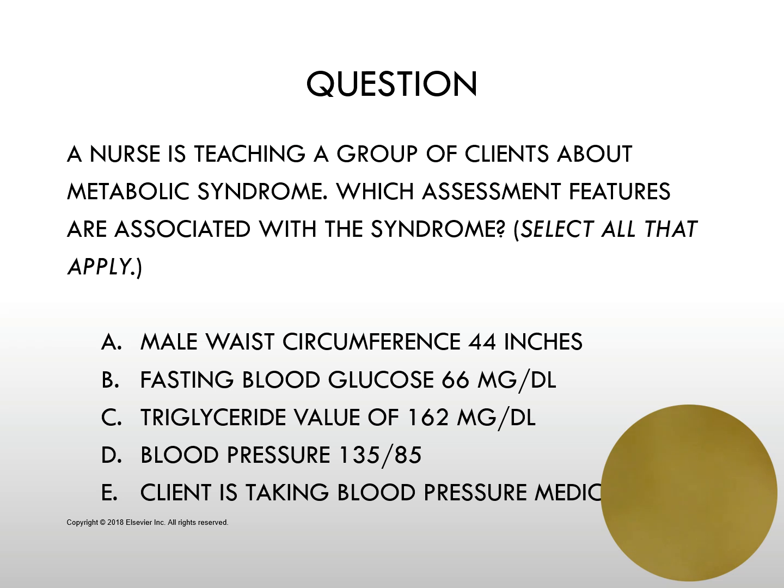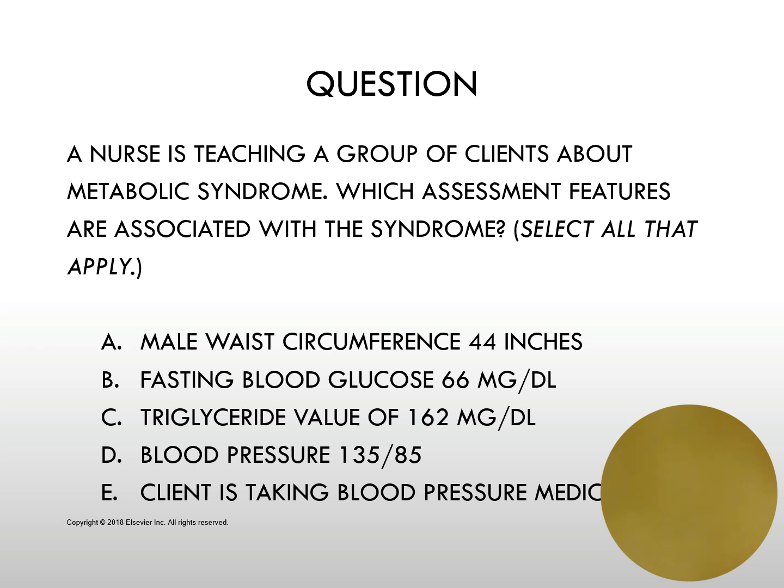The only incorrect answer is B. All others are correct. Metabolic syndrome is a simultaneous presence of metabolic factors that are known to increase the risk for developing type 2 diabetes and cardiovascular disease. Features of the syndrome include abdominal obesity, with a waist circumference of 40 inches or more for men and 35 or more for women.